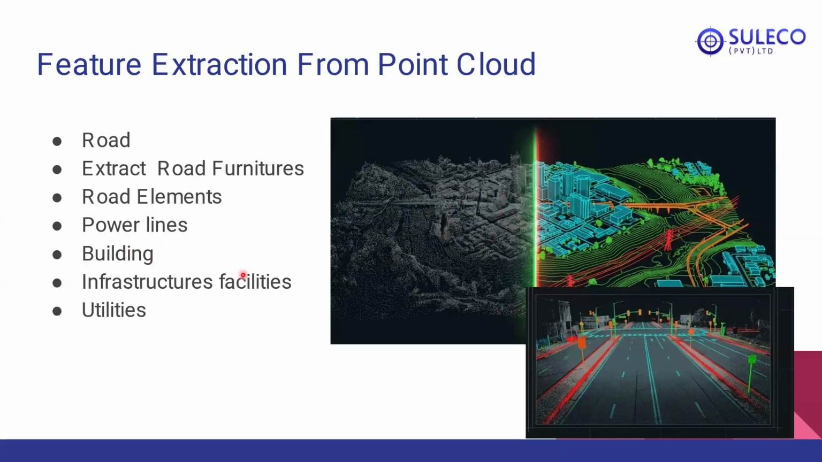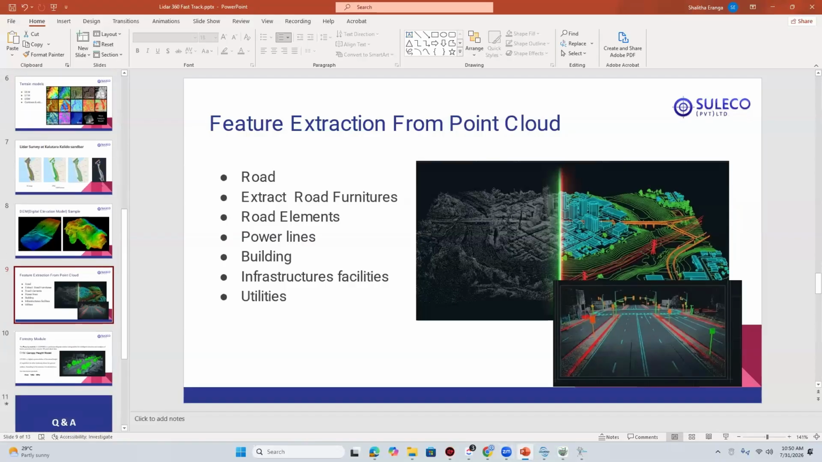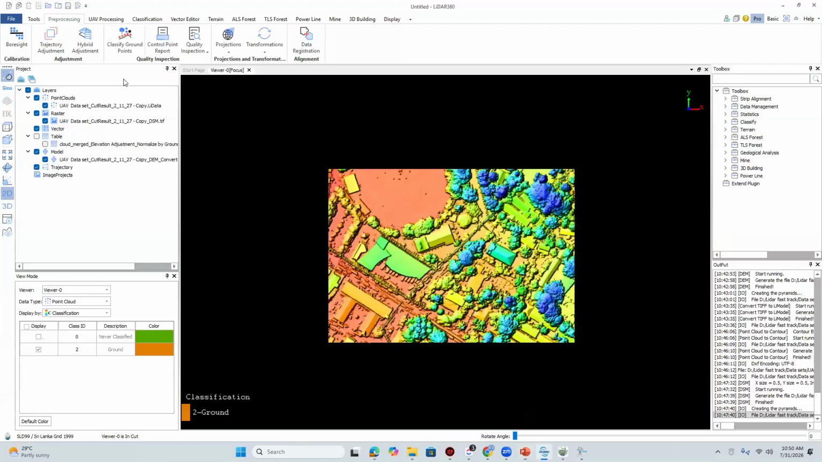And buildings are also classified in here. Also infrastructure facilities and utilities we can digitize using this one. Okay, we can go with those feature extraction.